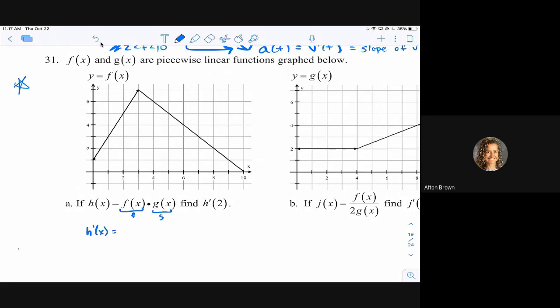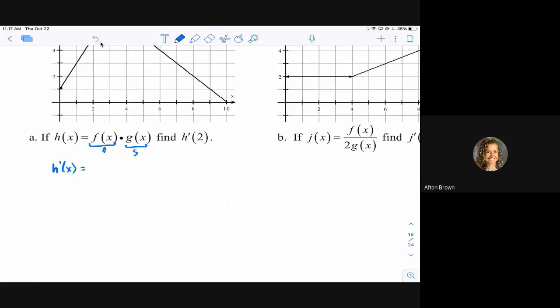So Ethan, can you write this out using product rule? What would I write? H prime would be equal to what? So it's F times G. Good. So first times the derivative of the second. I like how you said just G prime. Good. And then plus what? Plus G. Good.